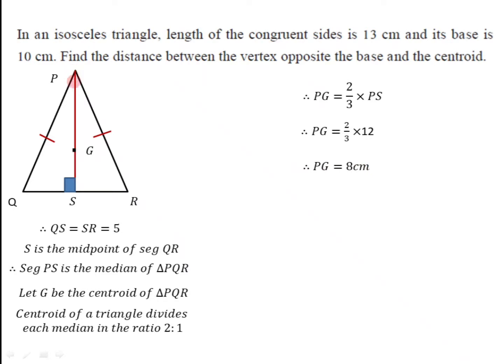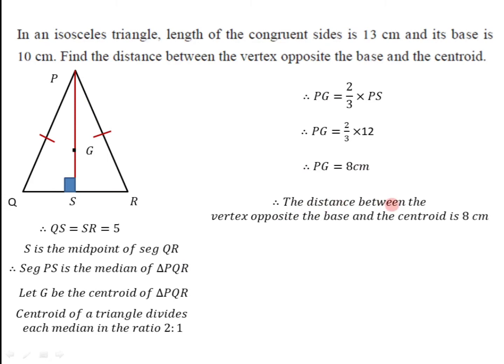As we can see here, segment PG is nothing but the segment joining the vertex opposite to side QR, that is point P, and the centroid of the triangle, that is point G. So we have found the distance between the vertex opposite to the base and the centroid of this triangle, that is PG is equal to 8 centimeter. This is the answer of the question. The distance between the vertex opposite to the base and the centroid is 8 centimeter.